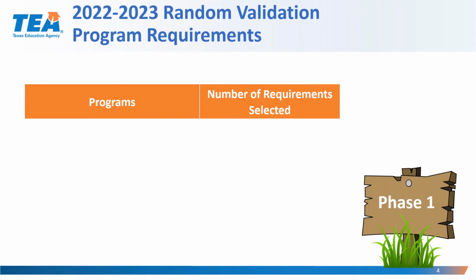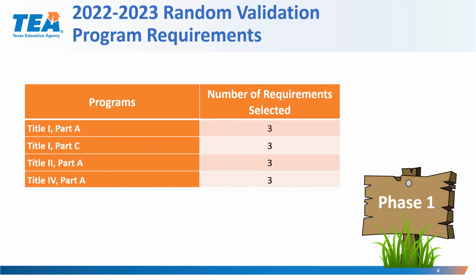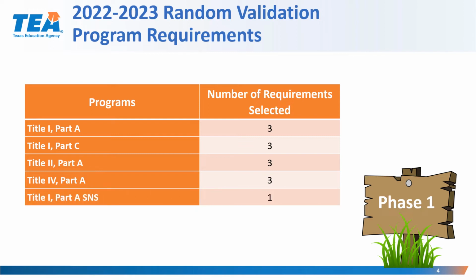We will now take a look at the number of program requirements selected by program for Phase 1 of the 21-22 random validation process. For the Big Four, Title I Part A, Title I Part C, Title II Part A, and Title IV Part A, each of the programs will have 3 requirements that have been selected. For Title I Part A, Supplement Not Supplant, there will be 1 program requirement selected.